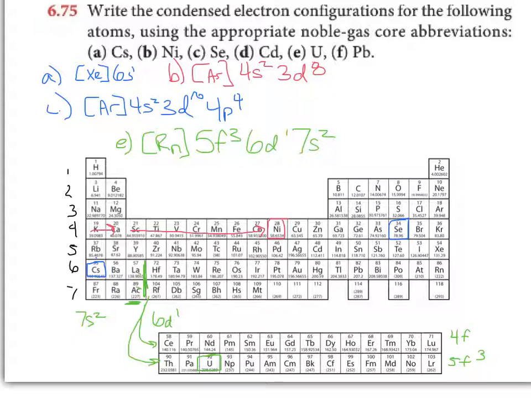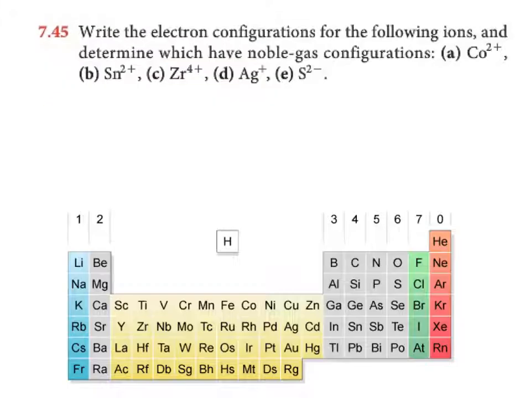7.45 is related to these, so I'm going to skip there next. What I like to do when I start these is start by writing out the neutral configuration and then just trying to figure out how it changes when it becomes an ion. So if we were going to write out the neutral configuration for cobalt, what noble gas could we start from? Yep. Argon, and then what's it past that? 4s2.